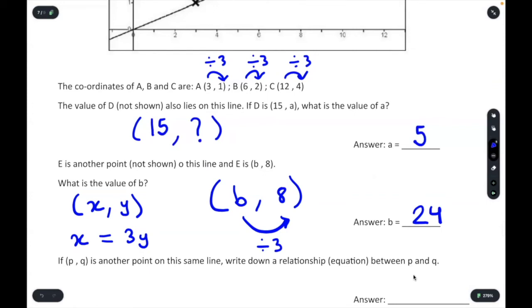Now, in this case, they haven't given us any numbers. They haven't given us a value for the x coordinate or a value for the y coordinate where we can multiply or divide by 3 to get a numerical value. So what we need to do is treat this just as we did over here. Here we said, if this is the x coordinate, if this is the y coordinate, then x equals 3y. Well, all we're doing here is replacing the x with P and replacing the y with Q. So if we just copy what we did above here, we can say P equals 3Q, and that's our answer.